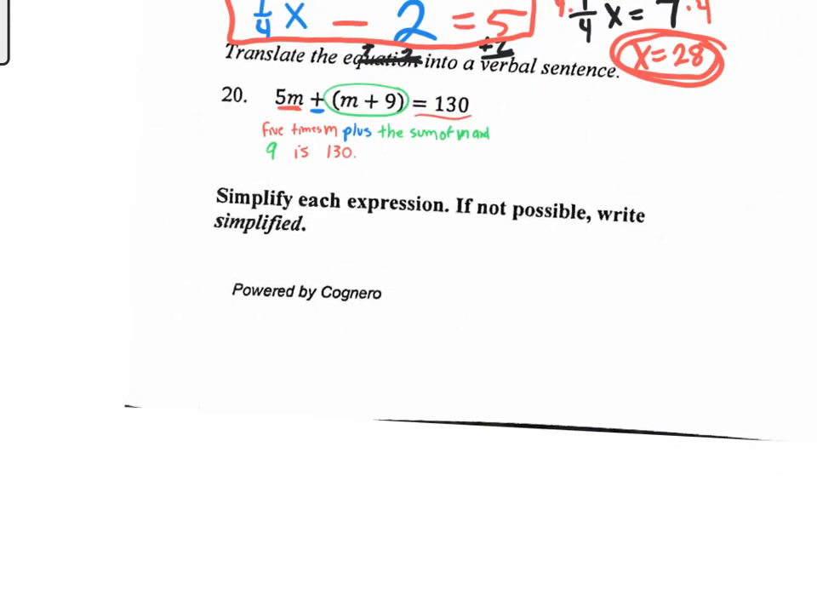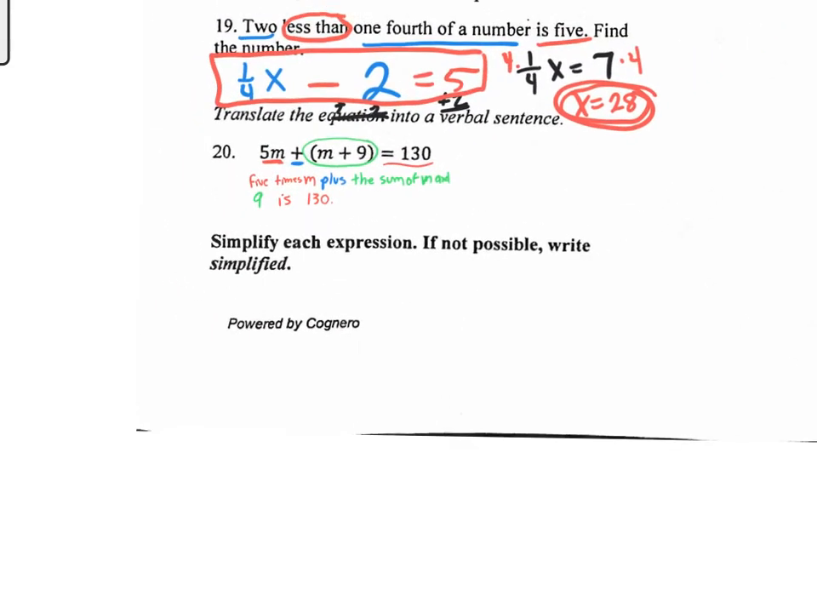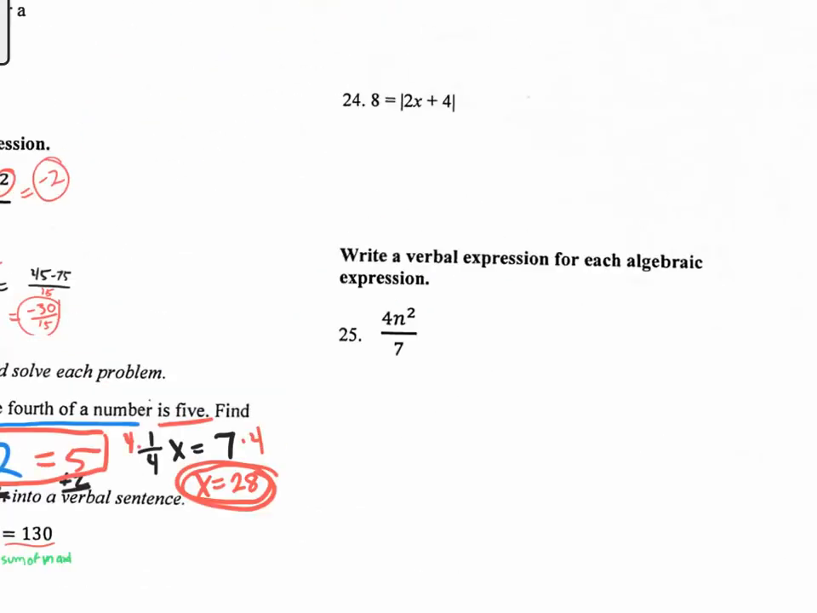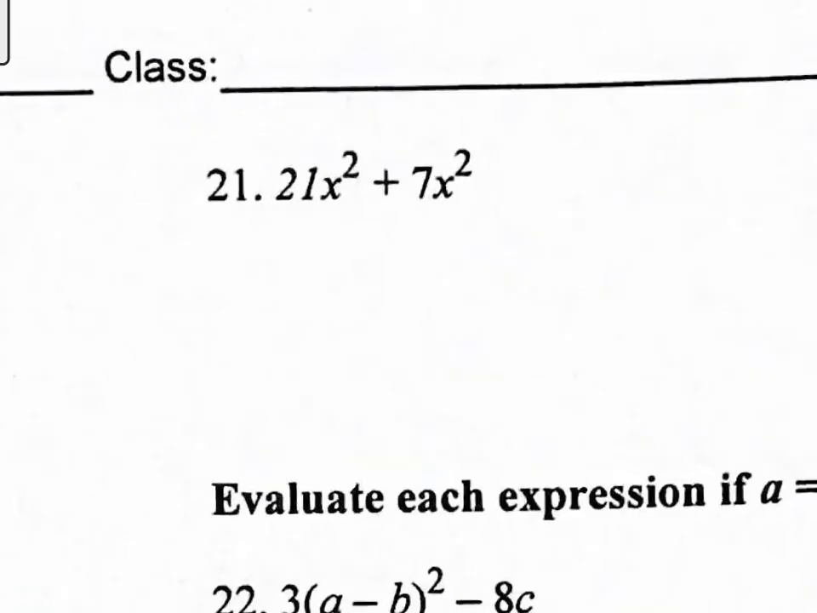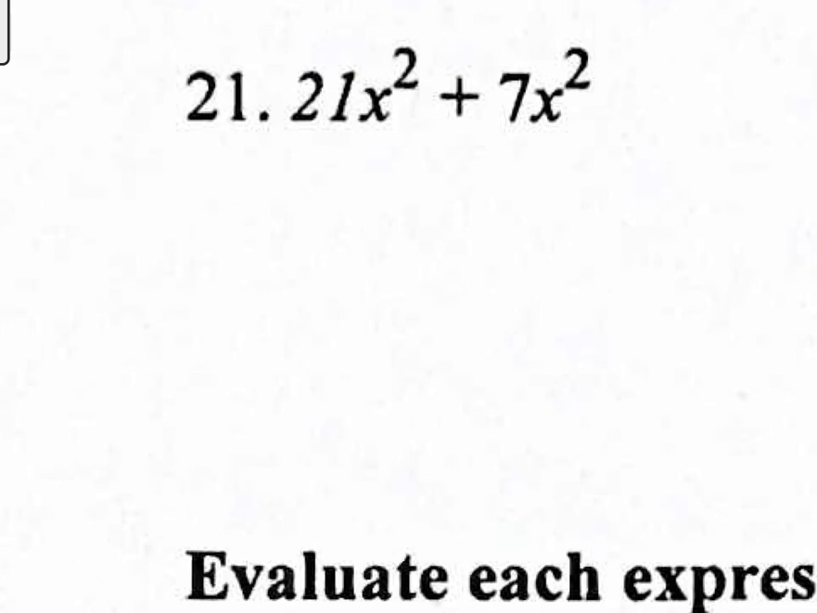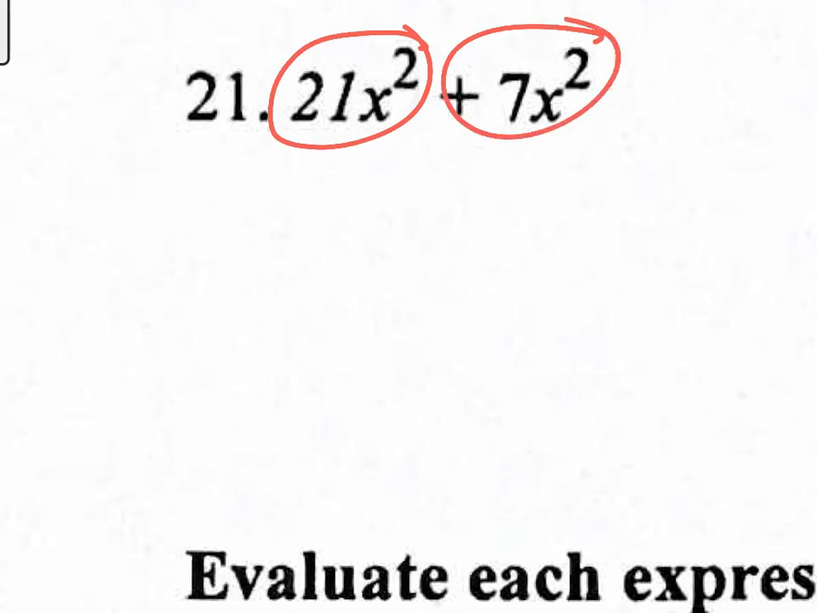All right, this next one says simplify each expression. If not possible, write simplified. Okay, so let's look up here. Could we simplify number 21? Could you do anything with that to make it nicer? Yeah, all you do is combine like terms, right? You have 21 of these guys. You have 7 more of those guys. You have a total of 28 of those guys.